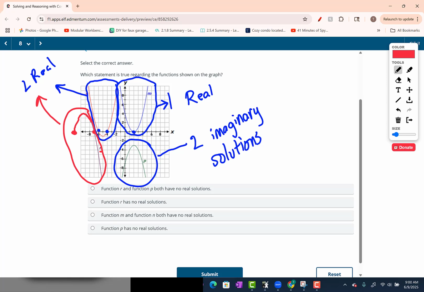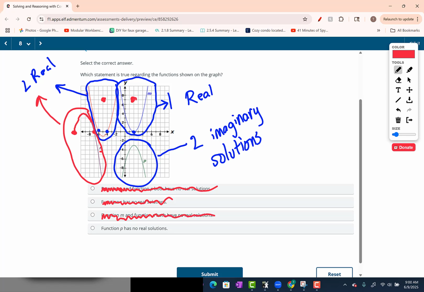So looking at the four answer choices, the first answer choice, function R and function P both have no real solutions. We know that's not true because we just said R has two real solutions. Second choice is function R has no real solutions. No, we just said function R has two real solutions. Third choice, function M, which is this one, and function N, which is this one, both have no real solutions. That is not true because one of them has one real and the other one has two real.